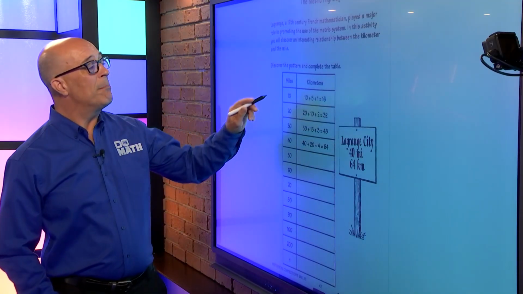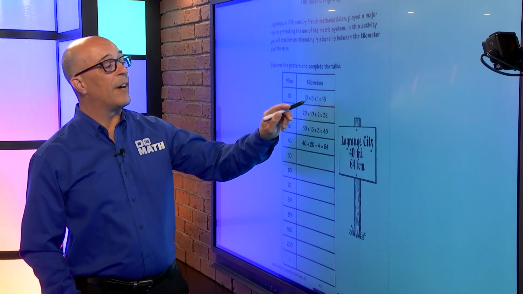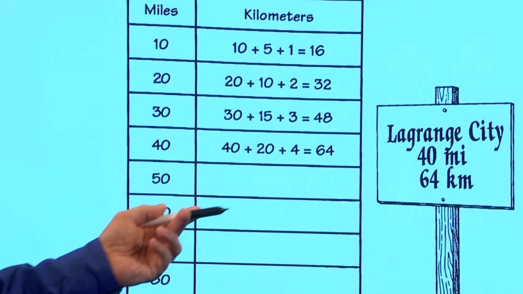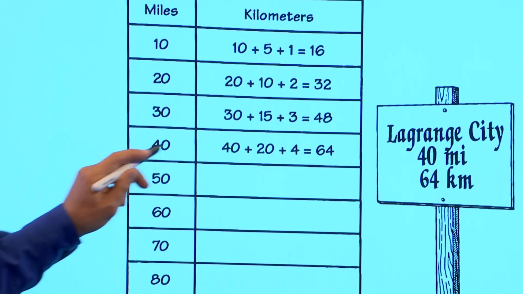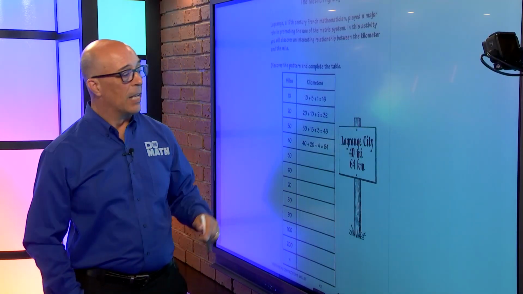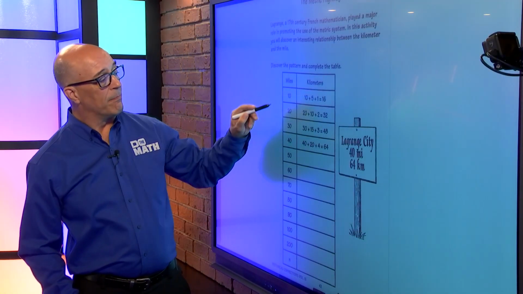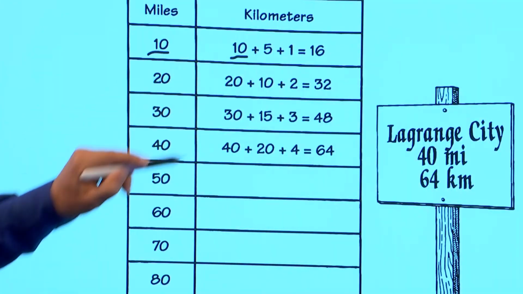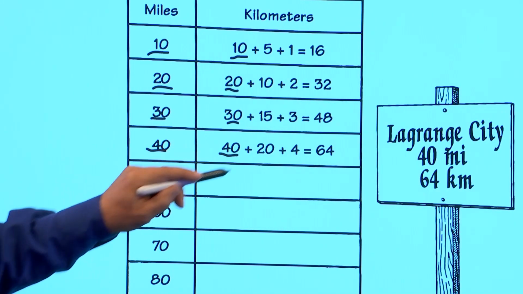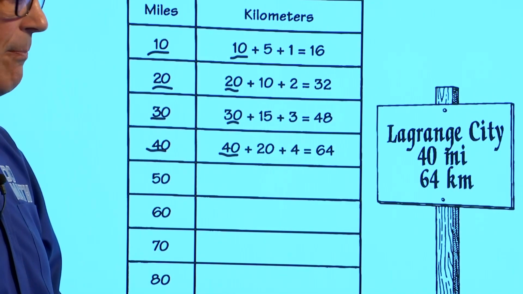So we know that 10 miles is equal to 10 plus 5 plus 1, which is 16 kilometers. And we can see right here that 40 miles is 64. So let's see if we can see a pattern that's going on here. The first number, 10, is the same. 20, 20, 30, 30. So obviously we need to start with that number of miles, okay?